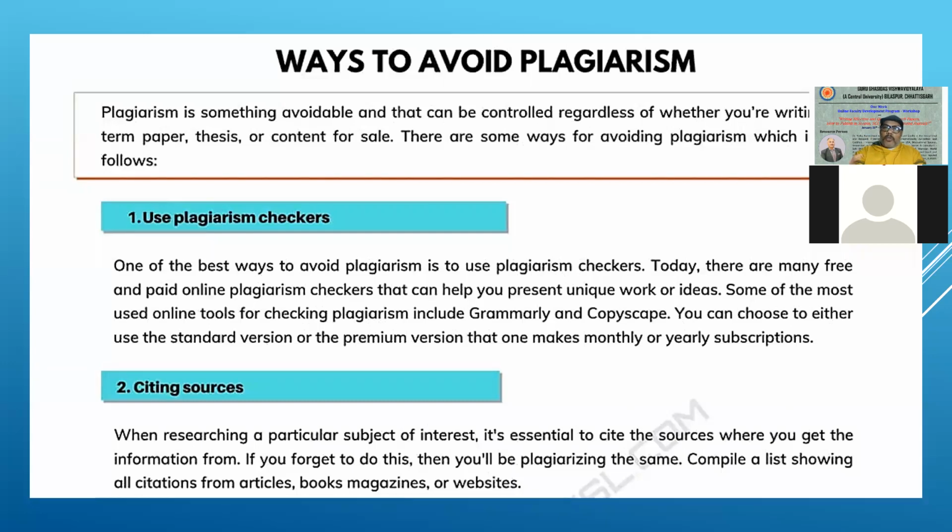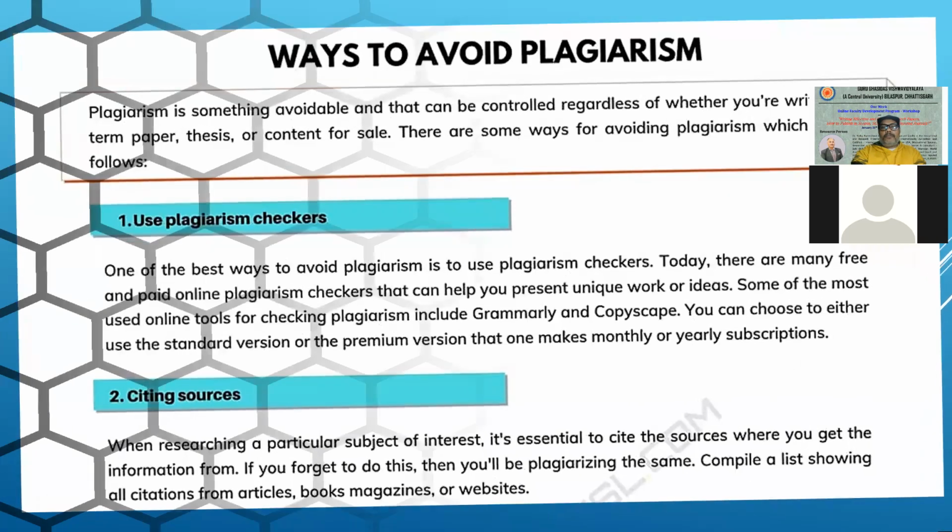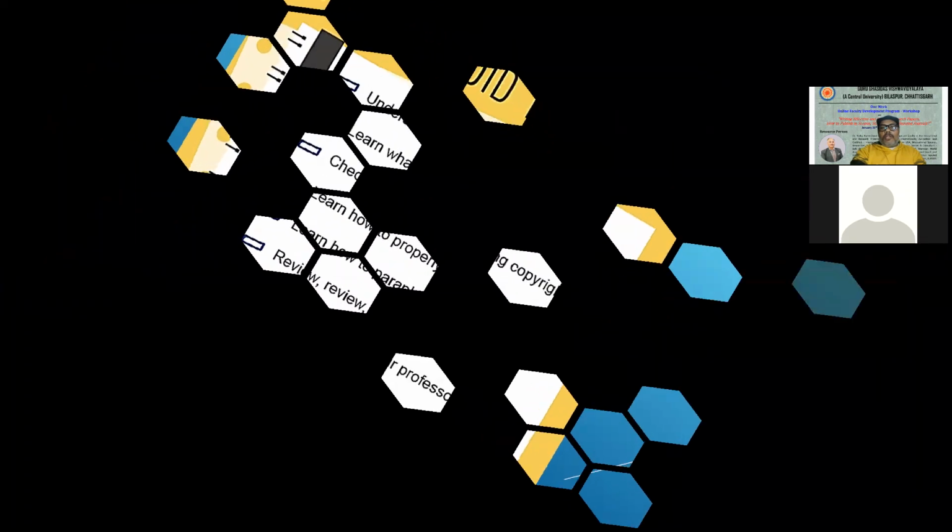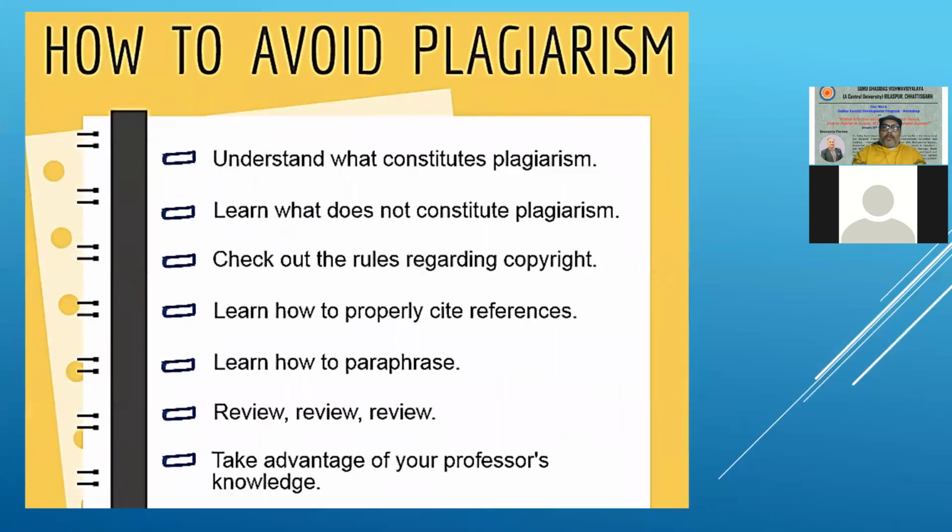And cite sources properly. This is also another way to avoid plagiarism. Understand what constitutes plagiarism. I think we have already conducted one exercise and I gave you many examples from real life. Learn what does not constitute plagiarism. Once you write on your own, you will not get plagiarism. Check out the rules regarding copyright. Learn how to properly cite the references. Learn how to paraphrase. Learn review.